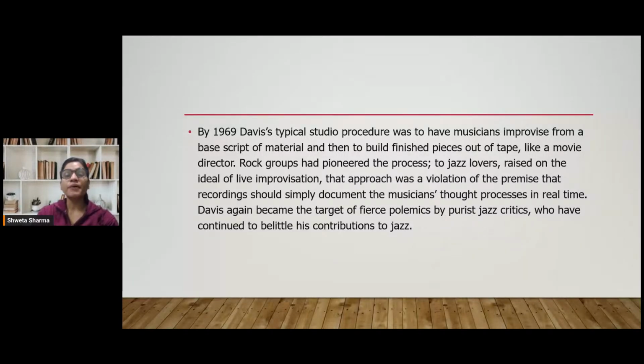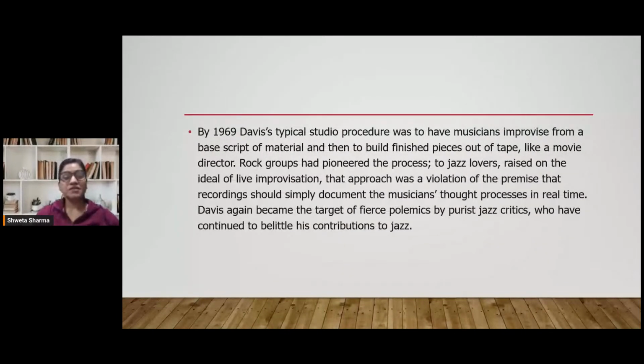So rock groups had pioneered the process. They were coming out of the process. To jazz lovers raised on the ideal of live improvisation, that approach was a violation of the premise that recordings should simply document the musician's thought processes in real time. Davis again became the target of fierce polemics by purist jazz critics who have continued to belittle his contributions to jazz.